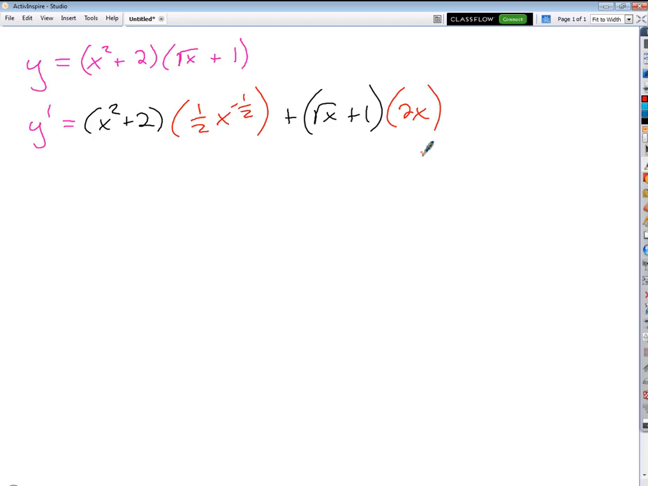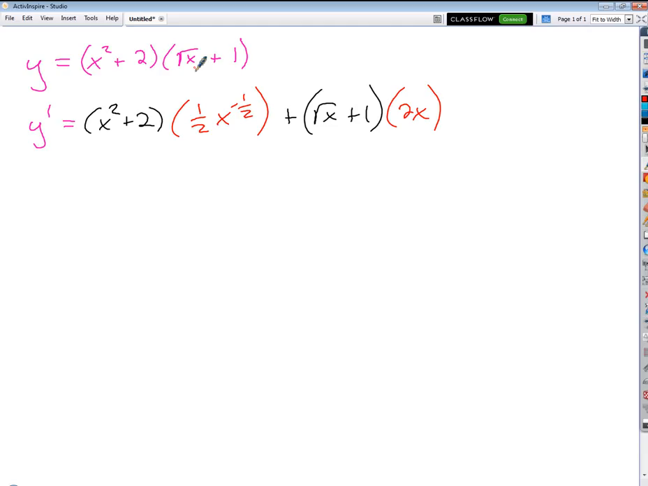Wait, how come it's x to the negative 1/2? Well, because if this is x to the positive 1/2, we're going to pull the 1/2 out front and subtract. So you subtract 1 from 1/2. Does that make sense? That gives you the minus 1/2.